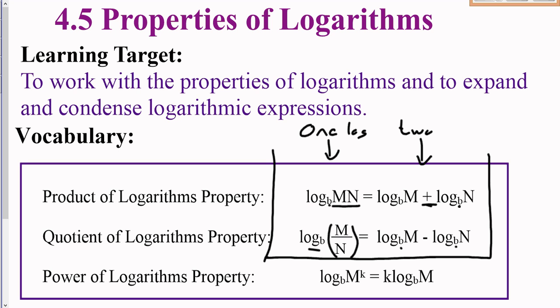The last one is our power rule of logarithms. The power of your logarithm can go ahead and be moved to the front, and you can change it to a product. So it's going to be k times the log base b of m. So how are we going to use these?